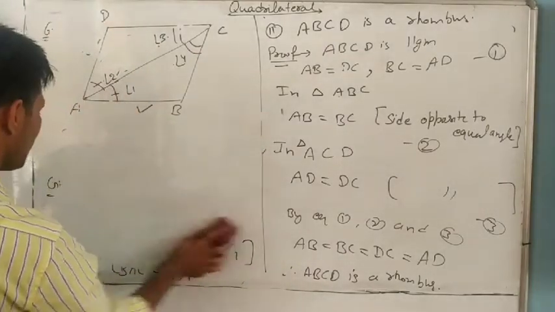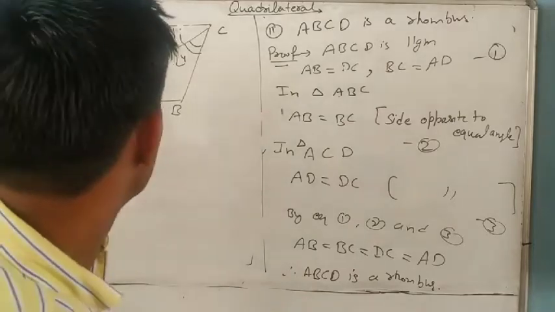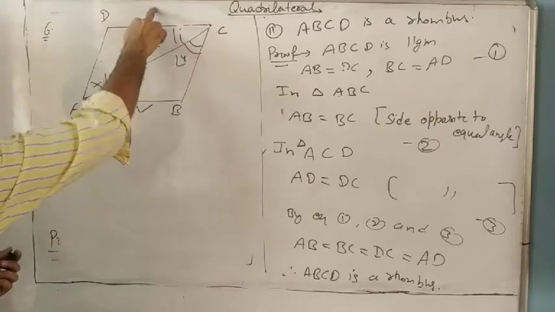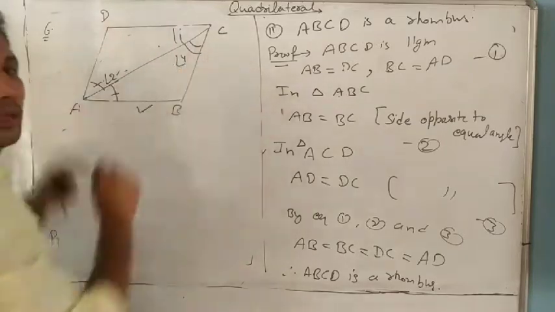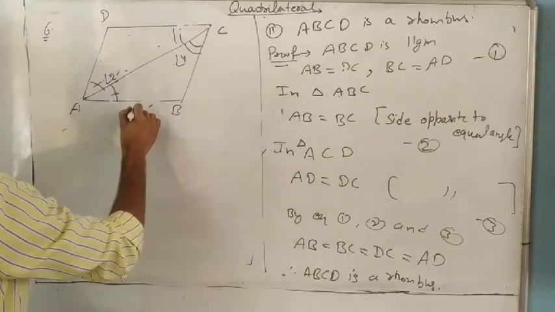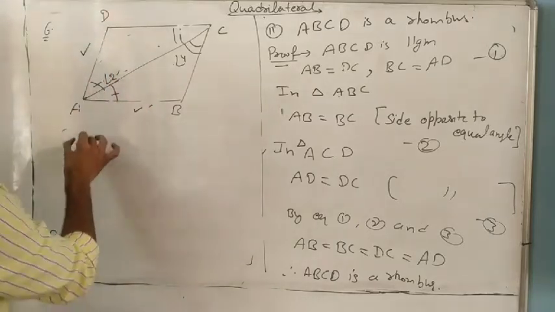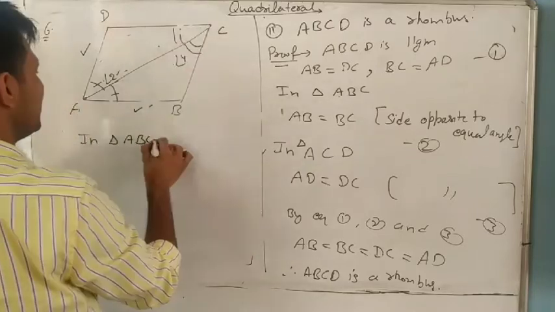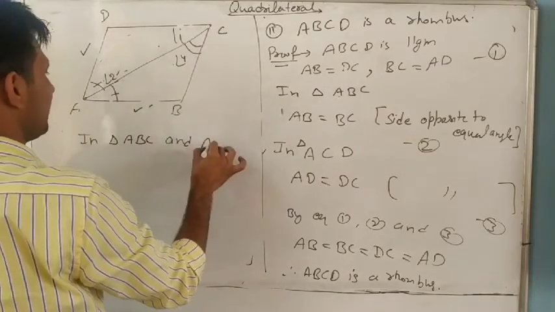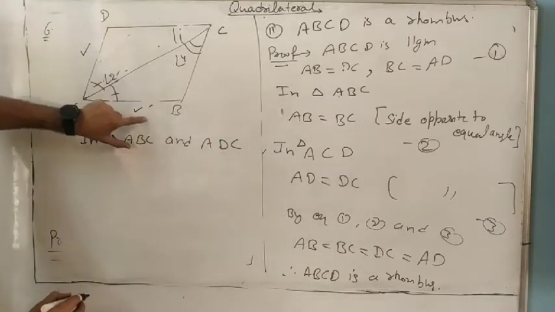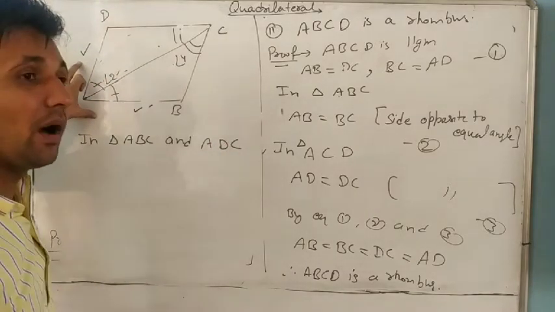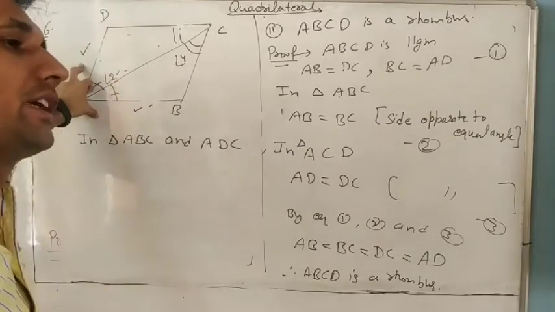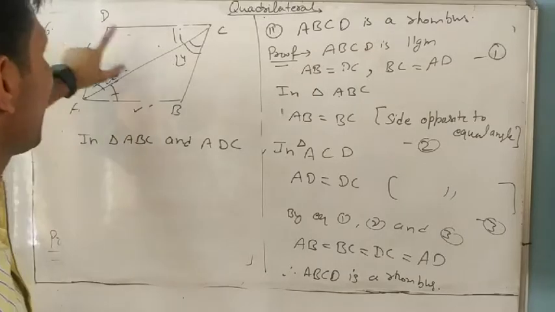What is the second method? Prove that it is a rhombus. Yes, we already know it is a parallelogram, so opposite sides are equal. The only thing that remains is to prove that AB equals AD. So we will take triangles ABC and ADC, because AB and AD are in different triangles. In what case can you say sides in different triangles are equal? If they are congruent.